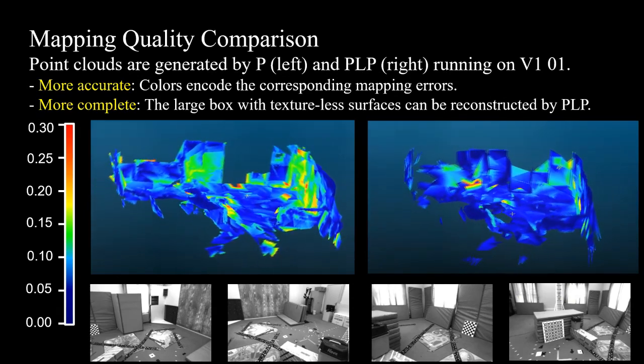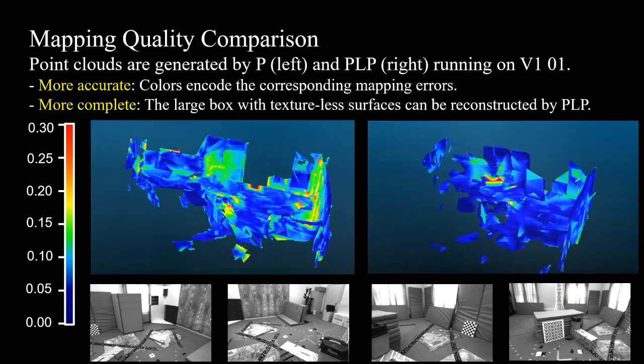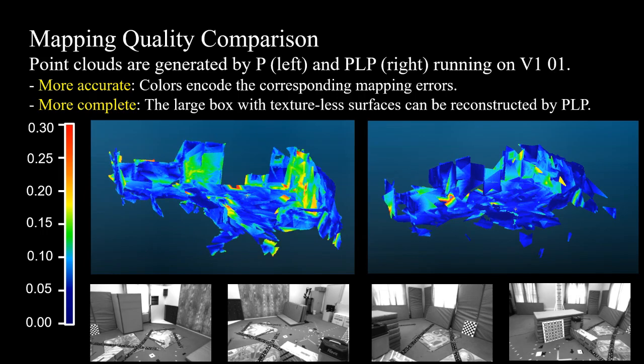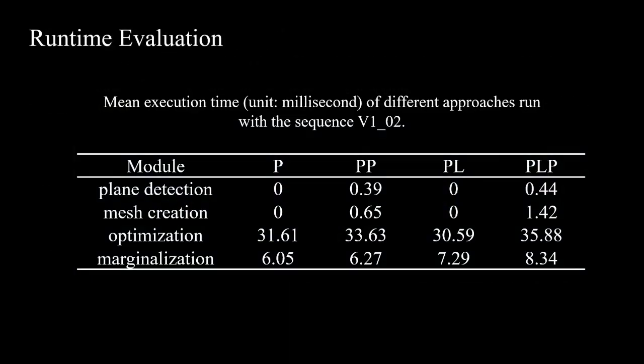Since we use planar regularities and the line features' structural information in our PLP system, the mesh map generated by our PLP method is more accurate and more complete than the P method. The video shows the 3D mesh map of sequence V101 of EuRoC datasets. The mean distance error of our PLP method is 2.8 cm. It's lower than the P method result, 3.6 cm. We also evaluate the runtime of different approaches.